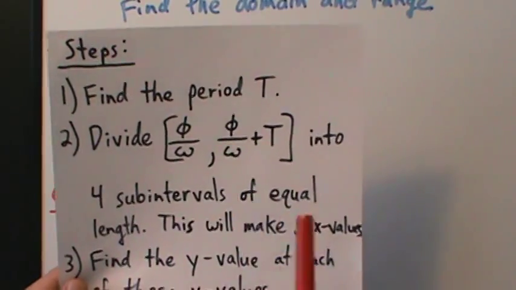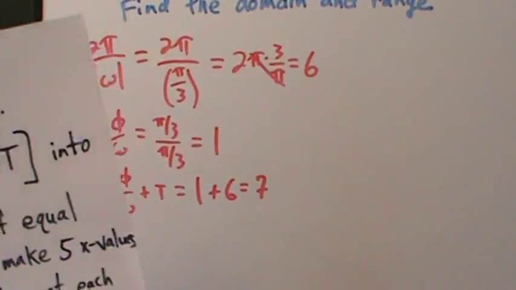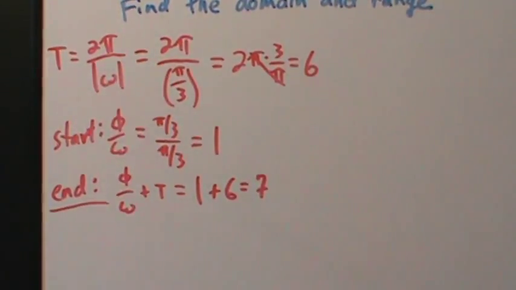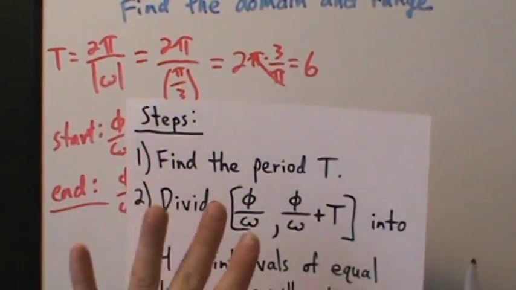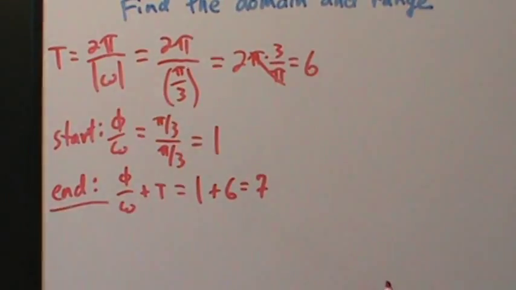So we're going to take that interval, divide it into 4 subintervals of equal length, and then that'll give us 5 x values. Now what's nice about this is we don't actually have to think of this in terms of intervals. It's just easier to talk about it that way. It's easier to write down the step in terms of intervals, but when we do it, we really don't have to do it like that.